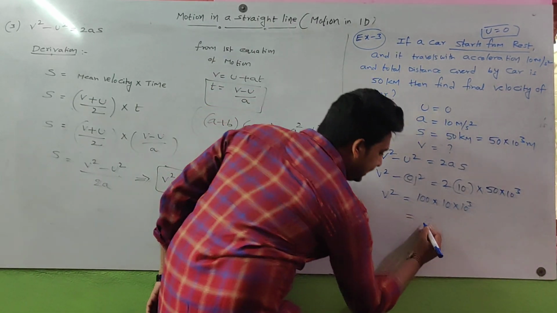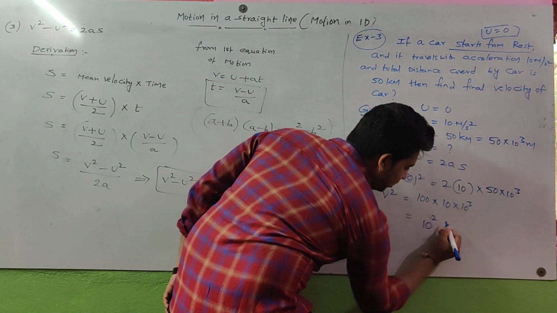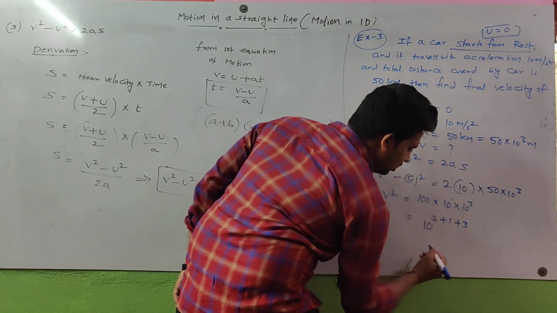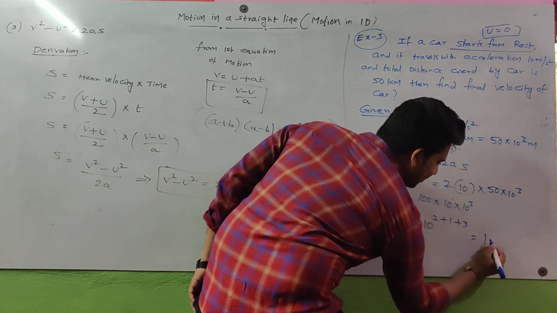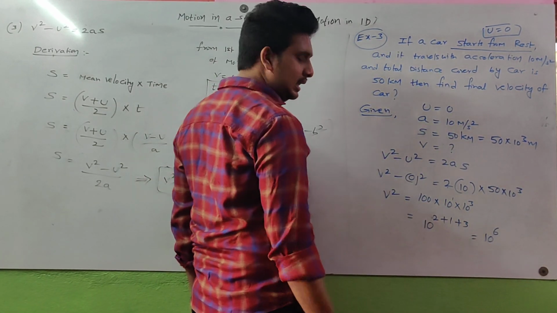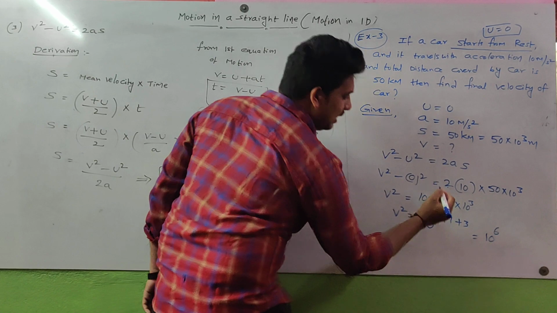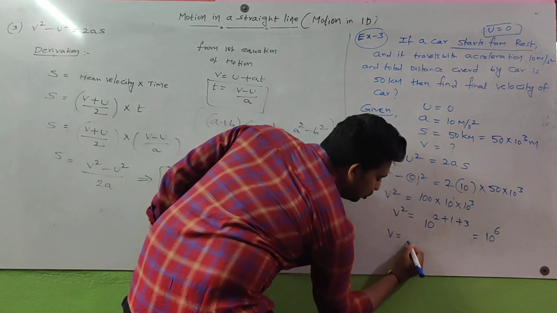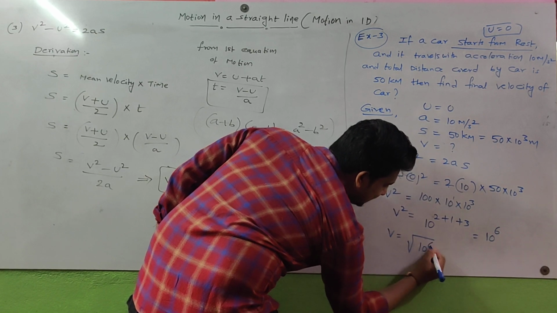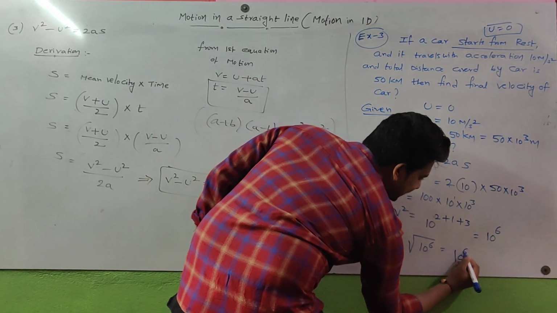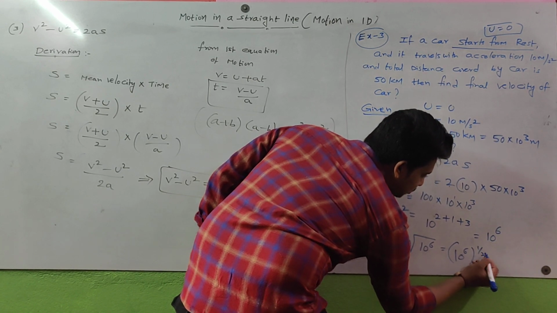That means 10 power 2 plus 10 power 3, so we add 2 plus 3. What did we get here? 10 power 5? Counting again, the exponents give 10 power 6 here. So we got v square is equal to 10 power 6. That means v is equal to root of 10 power 6, and root of 10 power 6 means 10 power 6 whole power 1 by 2.